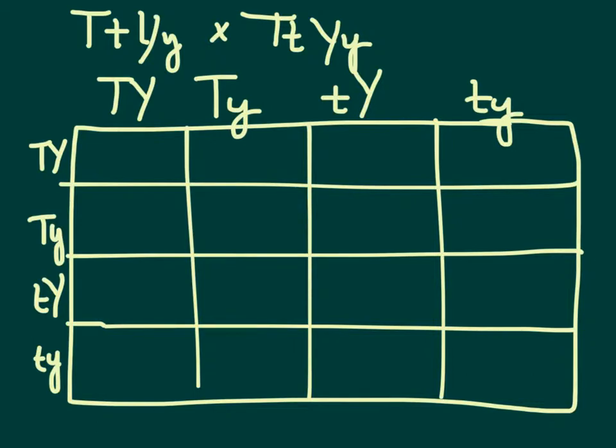Challenge yourselves, friends, between you and your partner. See if you can, one, fill out this chart, and then do a genotype and phenotype ratio for all of the potential offspring.